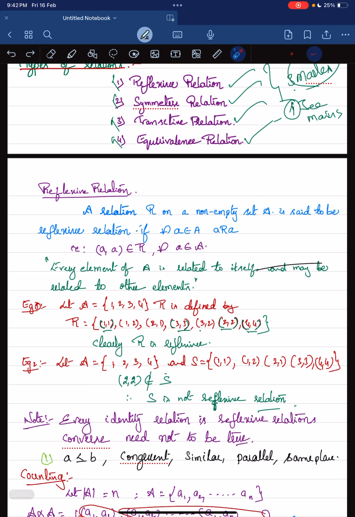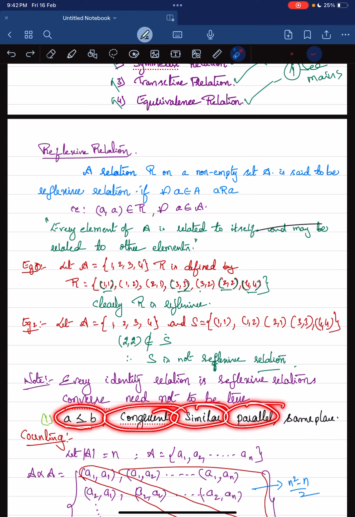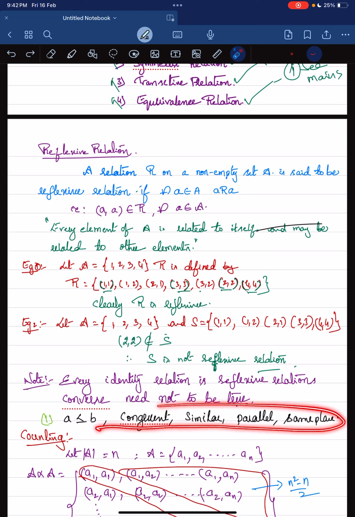So every identity relation is a reflexive relation. Conversely, it need not be true. For examples: less than or equal to, congruent, similar, parallel, X and Y living in the same place. These are examples of reflexive relations.